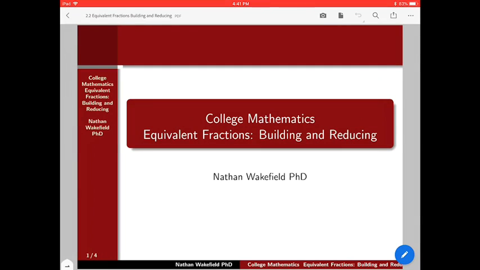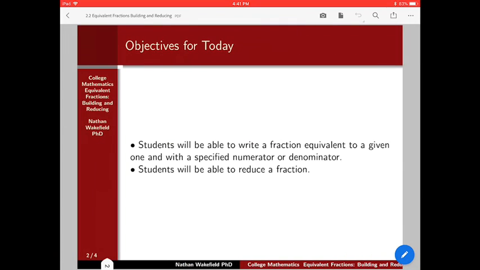Today we're going to talk about equivalent fractions. In particular, we're going to talk about how to build equivalent fractions and then how to actually reduce equivalent fractions. So today I want you to just get through some of the basics and we'll just work through it. It's not a whole lot of material to cover today.